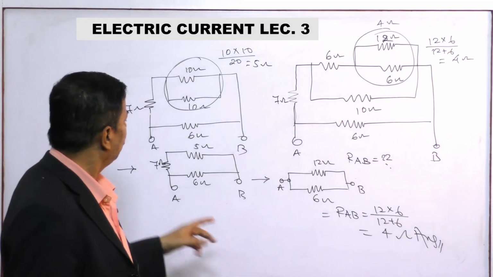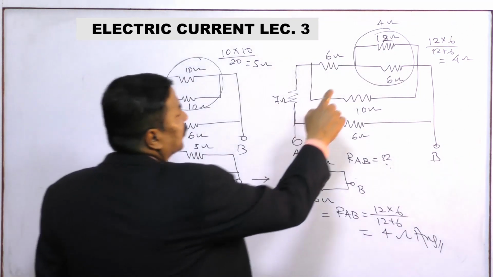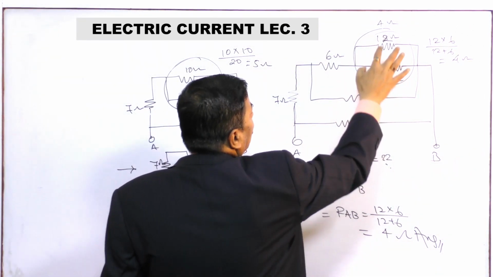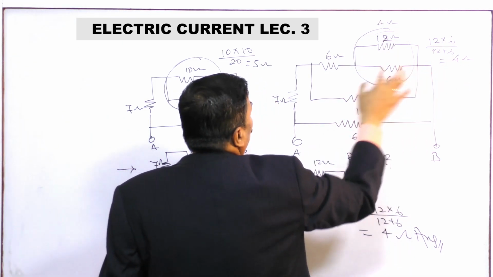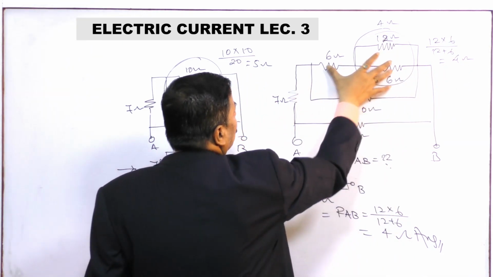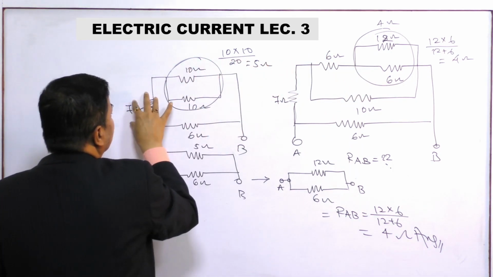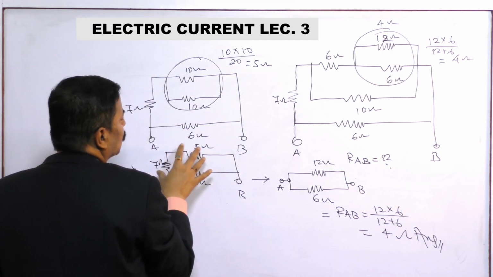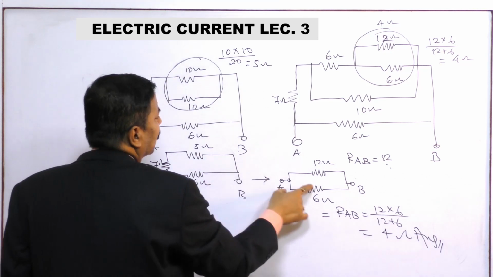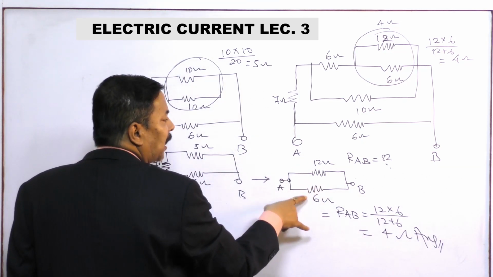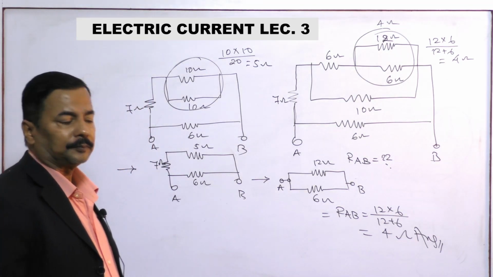So again we should check once again. 6 and 12 are in parallel, so 4 ohm. 4 ohm and 6 ohm are in series, so 10 ohm, and 10 ohm and 10 ohm in parallel, so 5 ohm. 5 ohm and 7 ohm in series, so 12 ohm, and this 12 ohm and 6 ohm are in parallel, so we are getting 4 ohm. This should be our answer.